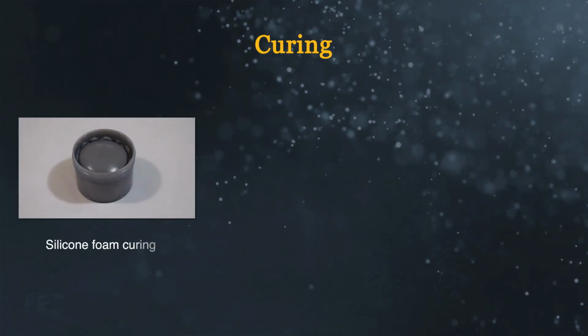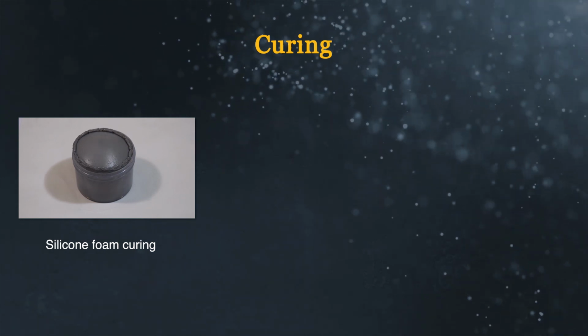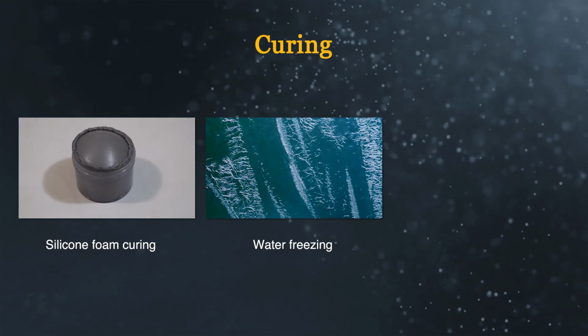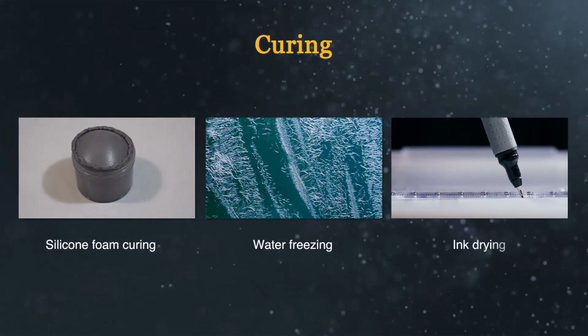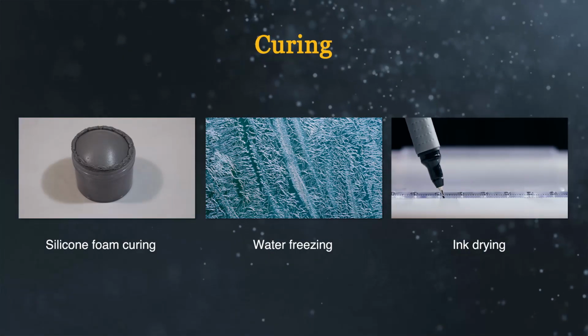Many silicones are sold as liquids or pastes that must be cured. Curing means to permanently convert a liquid into a solid by means of a chemical reaction. This differs from freezing a liquid, like freezing water, and from drying, like the ink from a marker. Curing is permanent, non-reversible solidification.